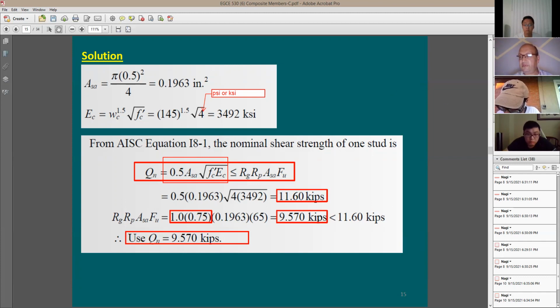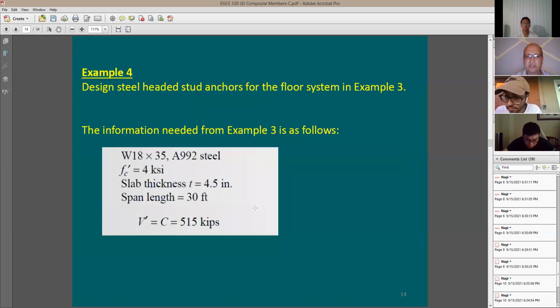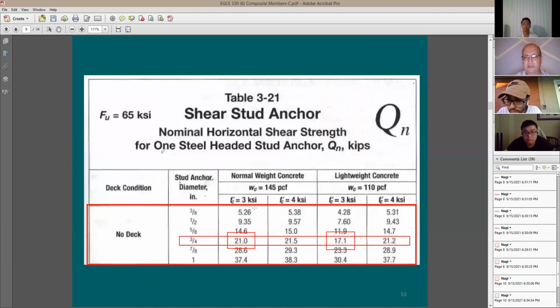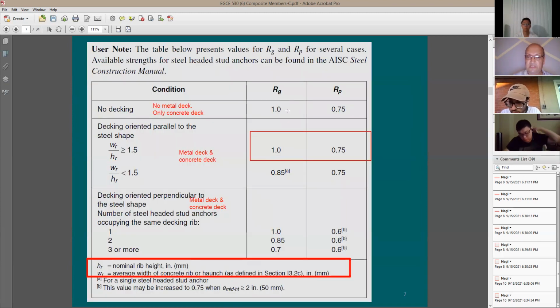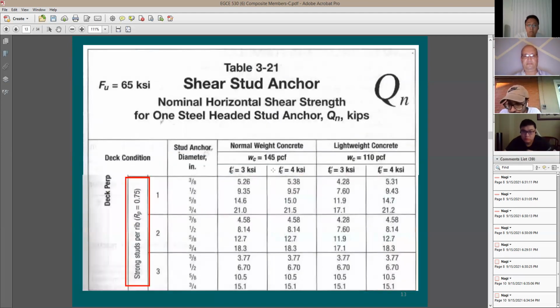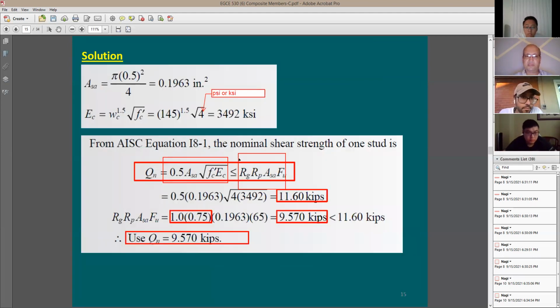Now you try the second equation. Here's the second equation. It's gonna be R sub G and R sub P. Now I have a concrete slab, it's gonna be a solid concrete slab. So let me go back to the table. Solid concrete slab, as I remember, it is 1.75 for R sub G and R sub P. Now let me move forward to this example solution. So I have here 1.75 for R sub G, R sub P.